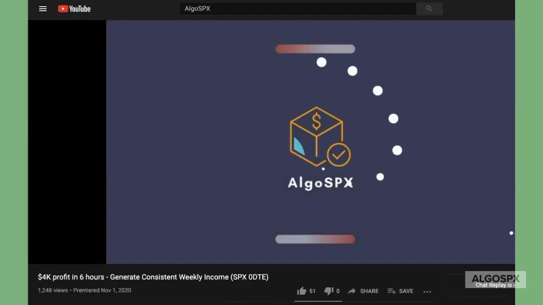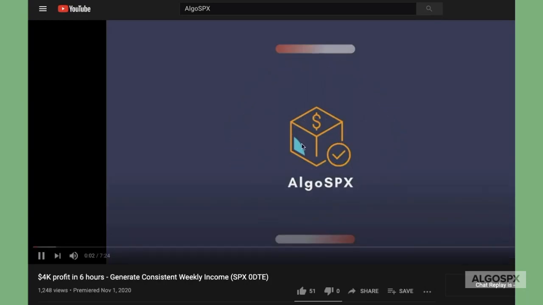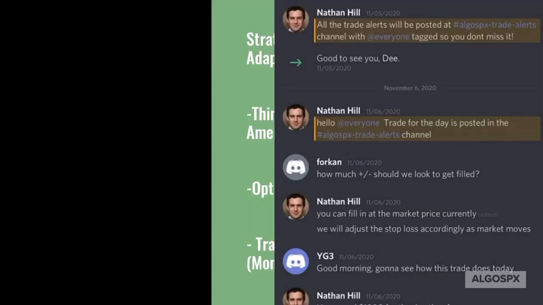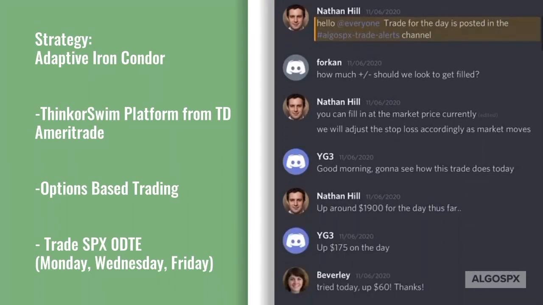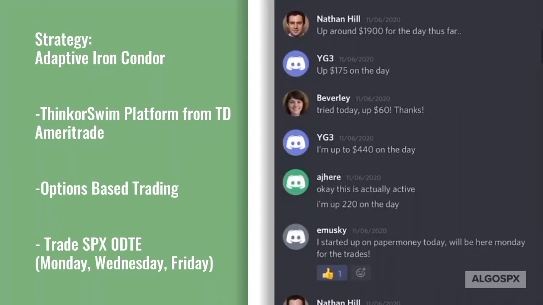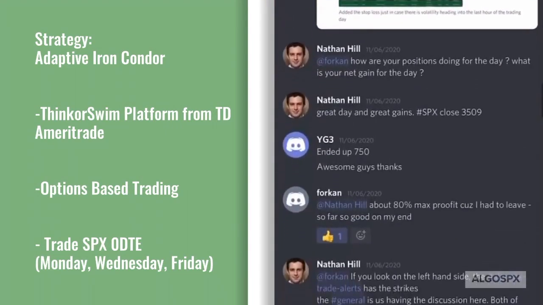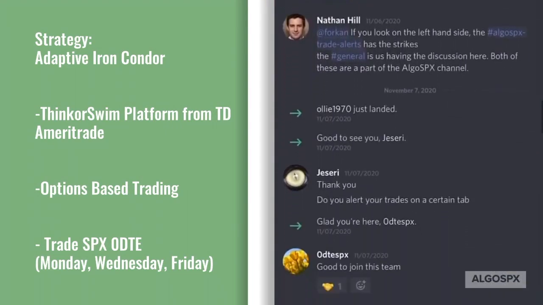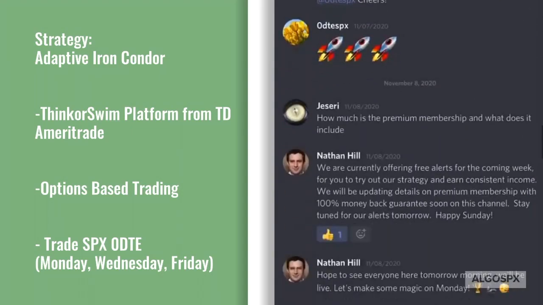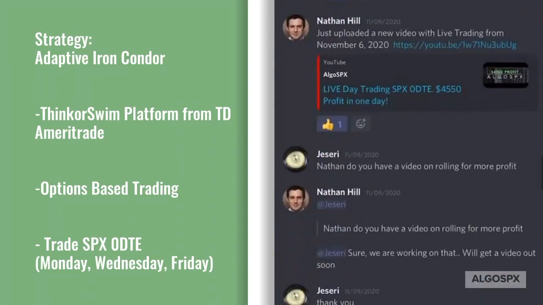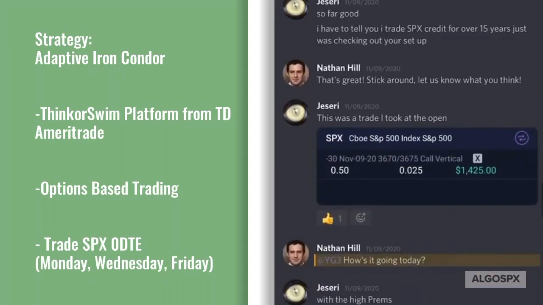Quick background on what this channel is about. At AlgoSPX, we trade an options-based system. We trade SPX every Monday, Wednesday, and Friday. All of our trades start and expire on the same day, so this is what we call 0 DTE, or 0 days to expiration. In the case of the SPX, that happens to be Monday, Wednesday, and Friday. So those are the 3 days that we trade during the week.